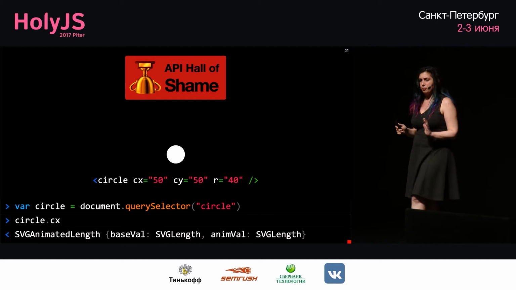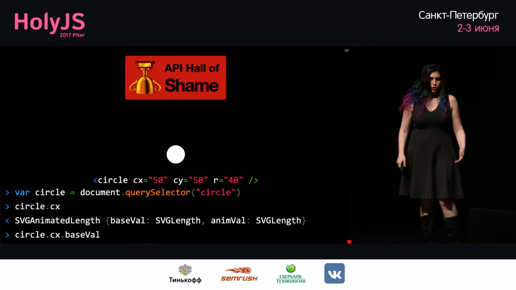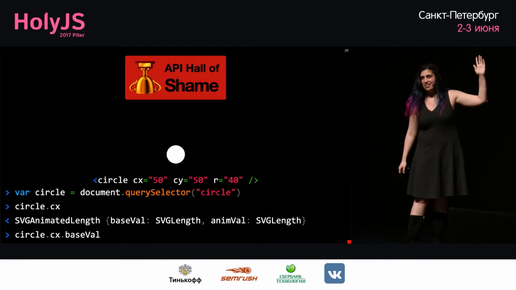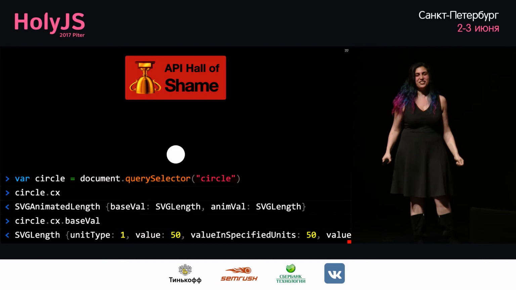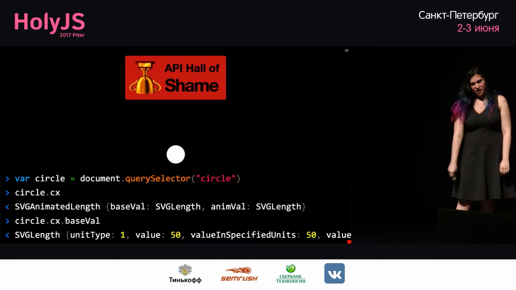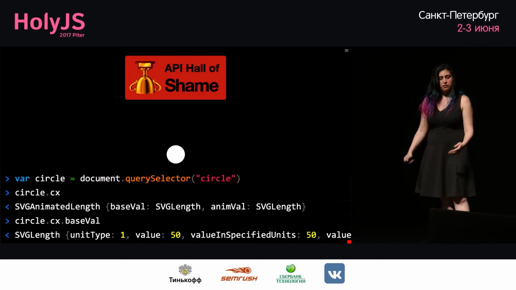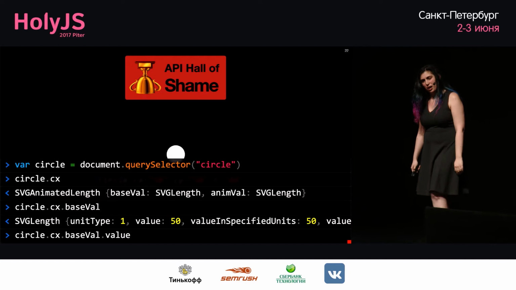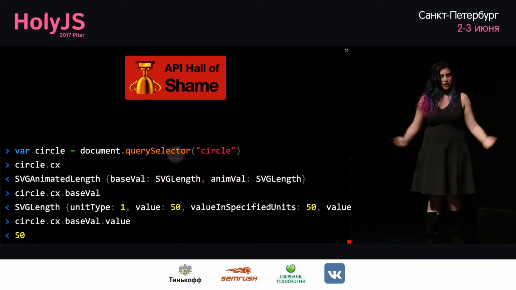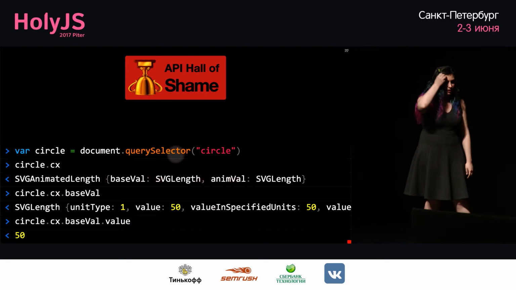Okay, let's try to get the baseVal property. So my next attempt is circle.cx.baseVal. Surely now it should return 50, right? How many think it's going to return 50? Some? No, it returns an SVG length object with a unit type and a value in specified unit. What? And of course, eventually I can get my result by doing circle.cx.baseVal.value. That finally gives me 50. Finally, after three properties. This is a great example of complexity getting in the way.